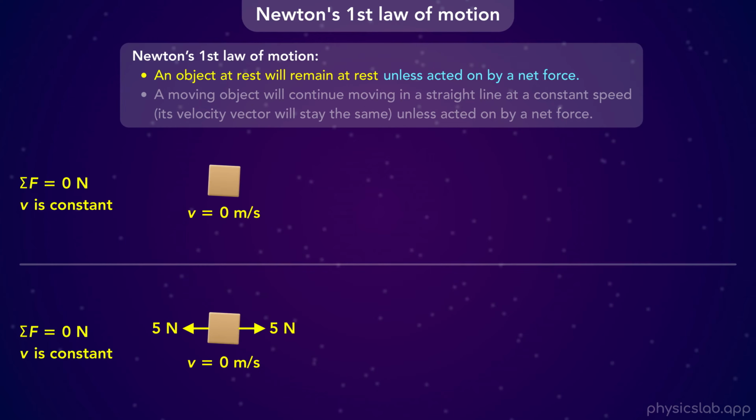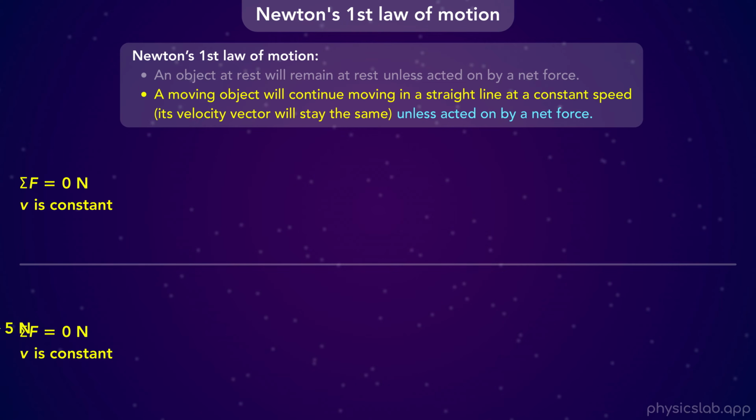Newton's first law of motion has two parts. First, an object at rest will remain at rest unless acted on by a net force. There may be forces, but there's no net force because they cancel out. So if an object is not moving, a net force is not required to keep it at rest. It'll stay that way on its own.